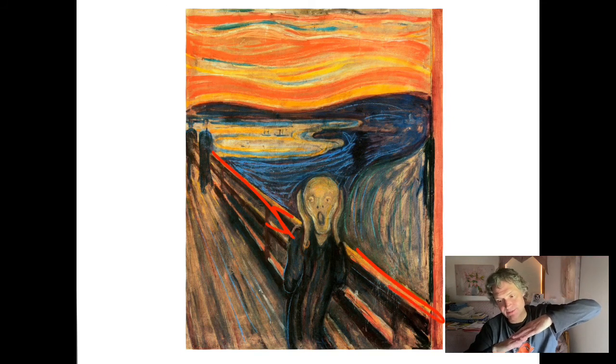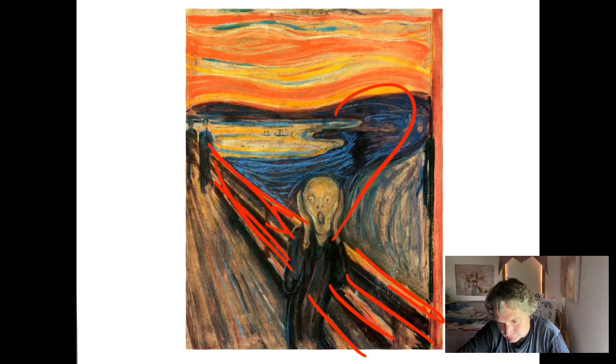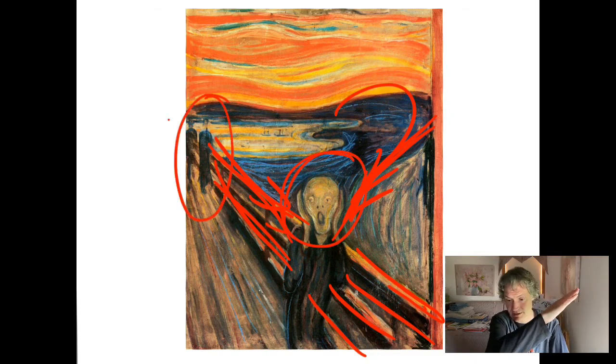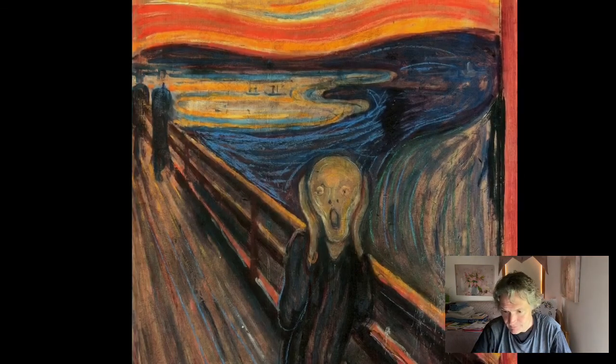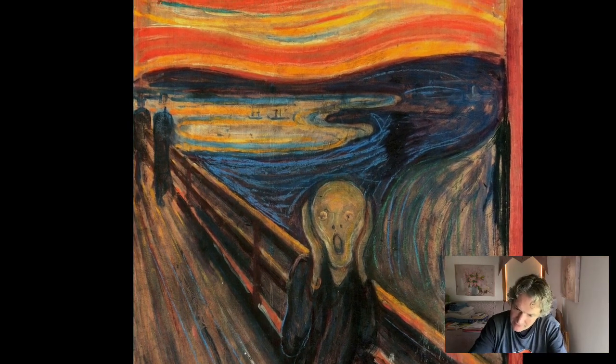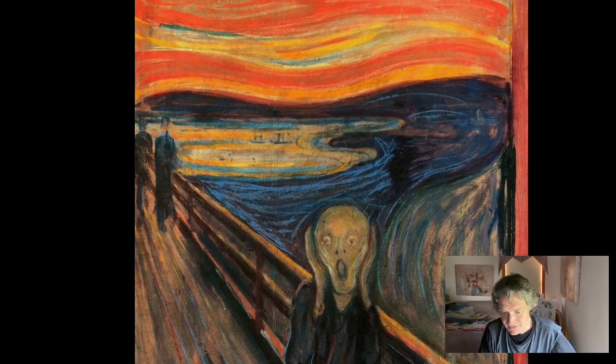So contrast, movement, emphasis. The Scream by Edvard Munch. I would say the main directional flow is diagonal. And notice how not only those lines, but everything kind of leads you to the man's face. That's the focal point.